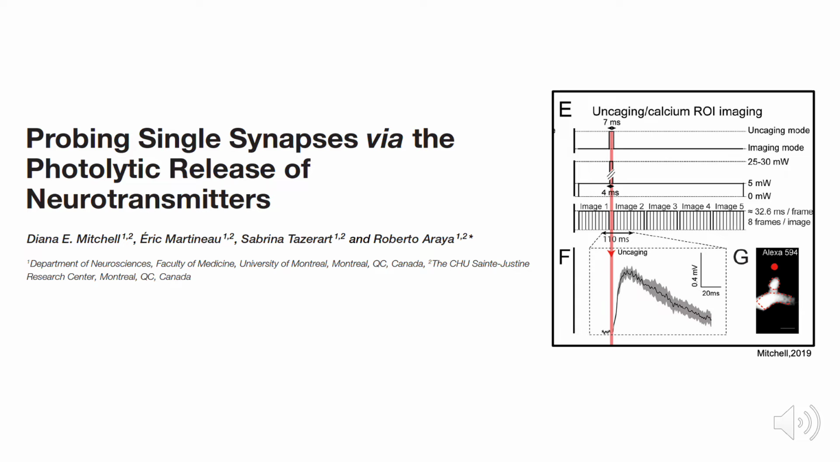F is showing you that the activation of a single spine by two-photon uncaging of glutamate reliably induces somatic EPSPs. You are seeing an average of 20 depolarizations. And G is a two-photon image of the spine from a layer 5 pyramidal neuron, and the red dot represents the uncaging spot.